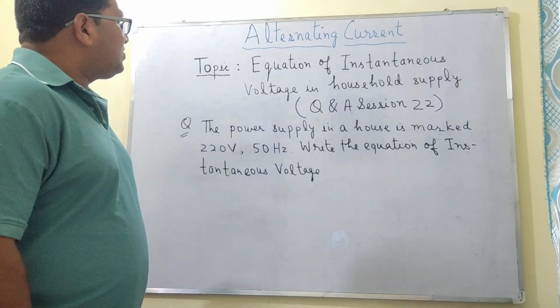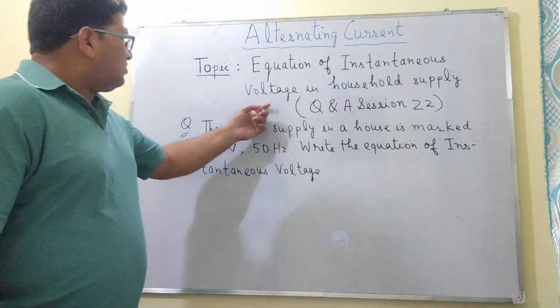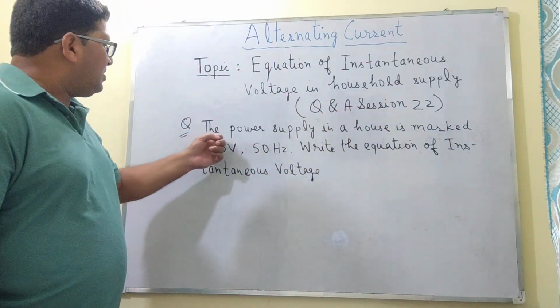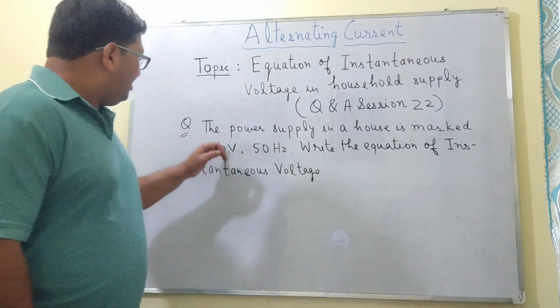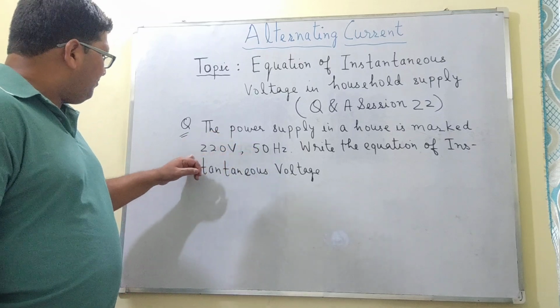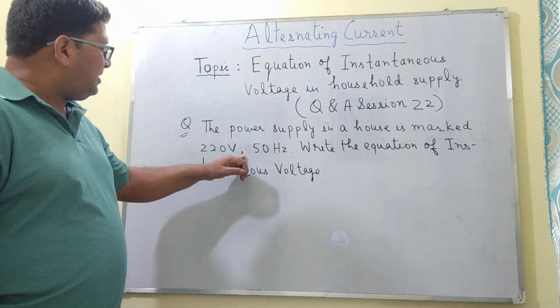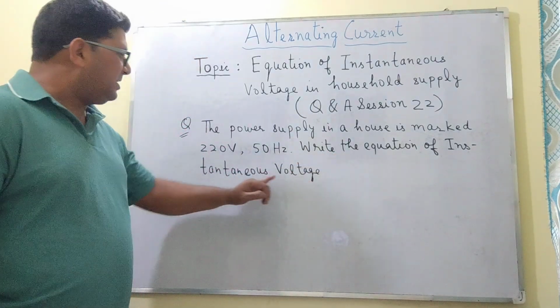The topic is the equation of instantaneous voltage in the household supply. So based on this topic I have one very simple question for this session which is written here on this board. The question here is the power supply in a house is marked as 220 volt and at 50 hertz. So we have to write the equation of instantaneous voltage.